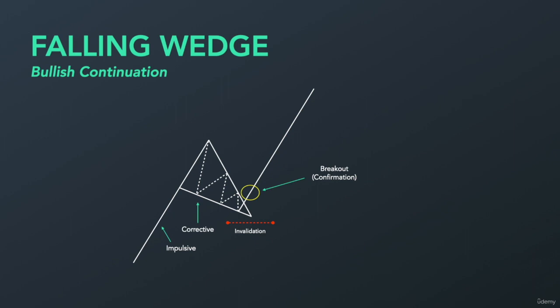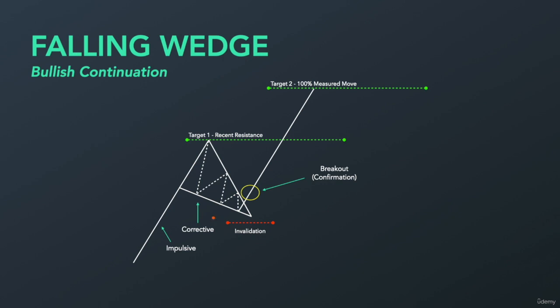Now for our target, first target would be this recent resistance. All right. So since this is a resistance, there's a possibility that price may react at this level. Now for our second target, the second target is 100% measured move.